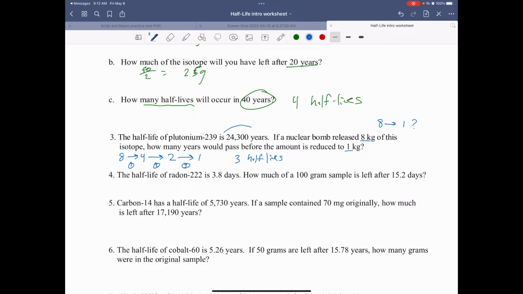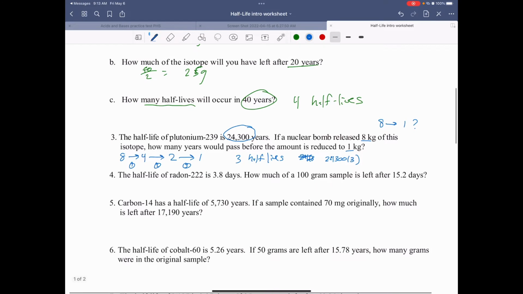And if each half-life is 24,300 years, that's just going to be 24,300 times 3, because there's 3 half-lives. And so what is that? That looks like maybe 72,900 years, right? Because 3 half-lives have passed.